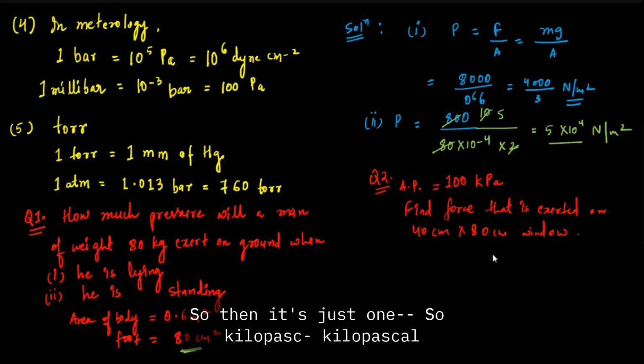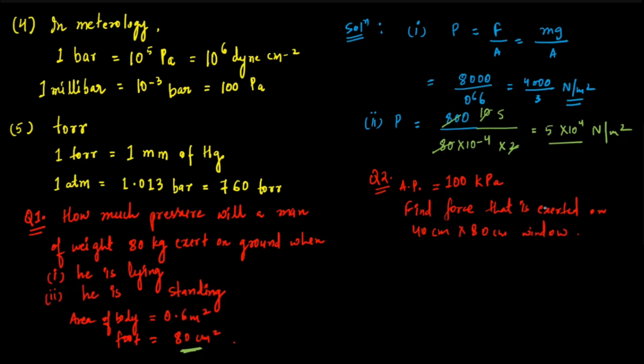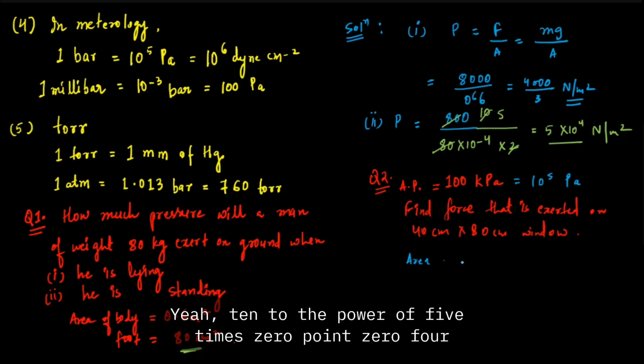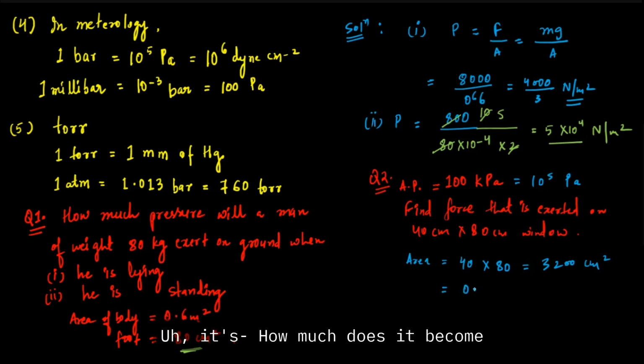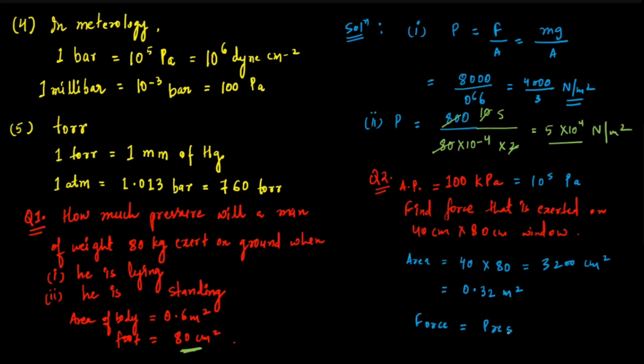Okay, so kilopascal is like 1,000, so it will become 10 to the power 5 pascals. 10 to the power of 5 times 0.4 times 0.8. First of all, try to write the area in centimeter square and then you need to convert it into meter square. Okay, sorry. So it becomes 10 to the 5 times 3,200 divided by 1,000. We have to find force, and force is nothing but pressure times area. So we'll simply multiply. 0.32 times 10 to the power 5, and this will give us the result in newtons. So this is how you're supposed to find out force in different scenarios. Clear? Yes, sir.